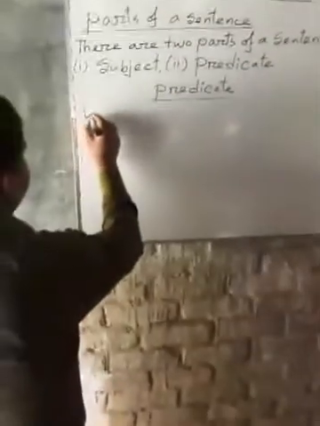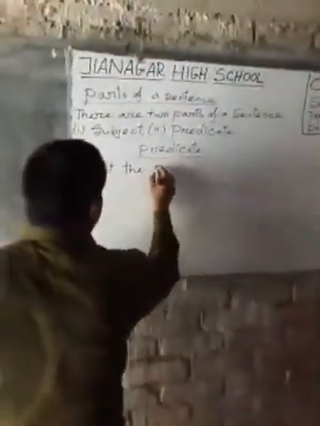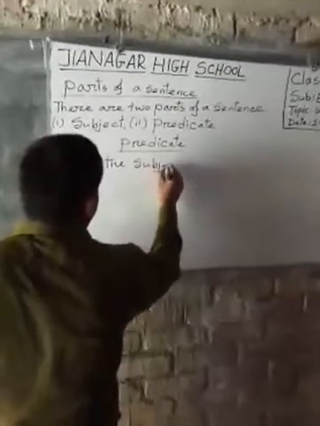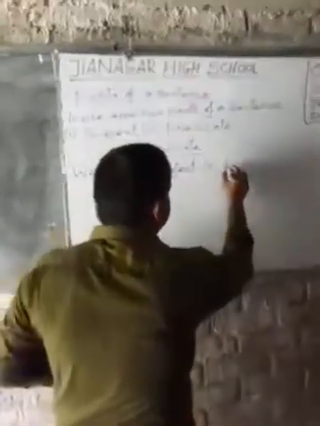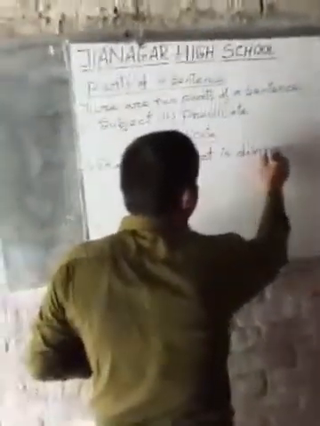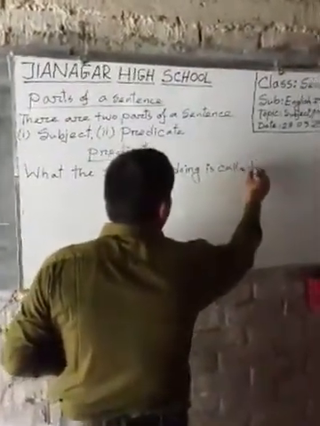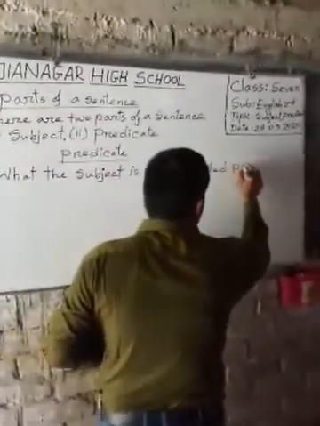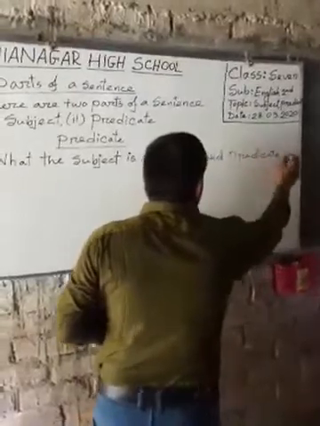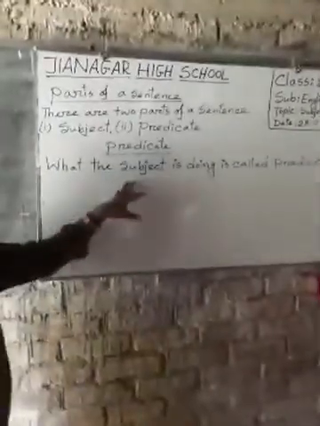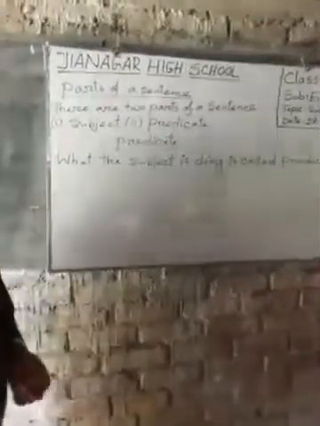What the subject is doing is called predicate. You can say, what the subject is doing is called predicate. What the subject is doing is called predicate. It is a very easy definition.